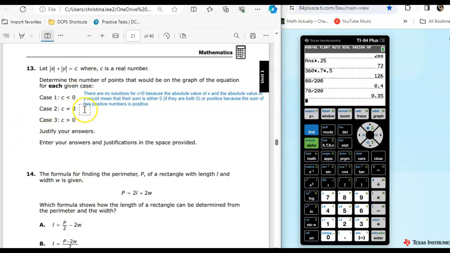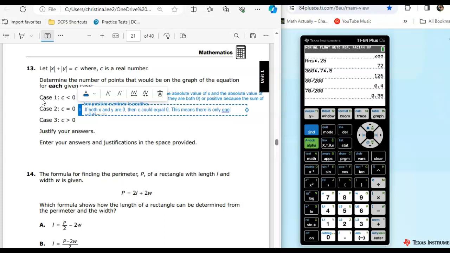All right, how many possible solutions are there for c to equal 0? Well, the only time c could equal 0 is if both x and y are 0. So if both x and y are 0, then c could equal 0. This means there is only one solution of (0, 0).